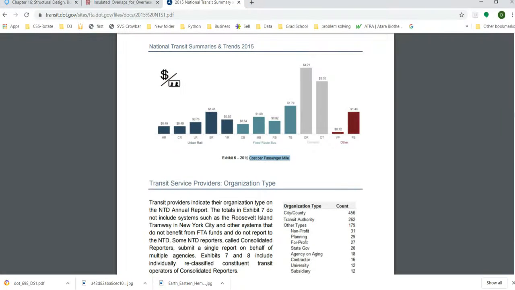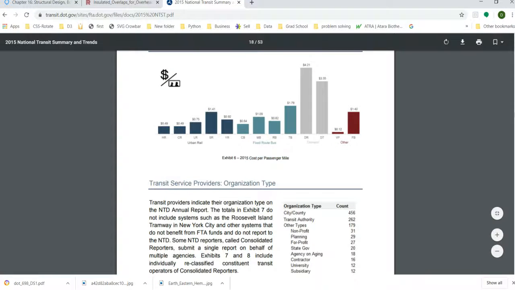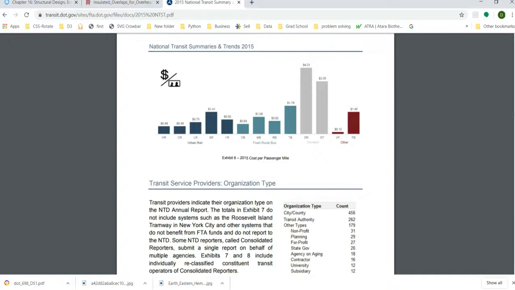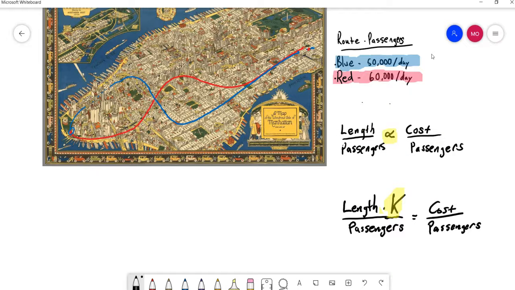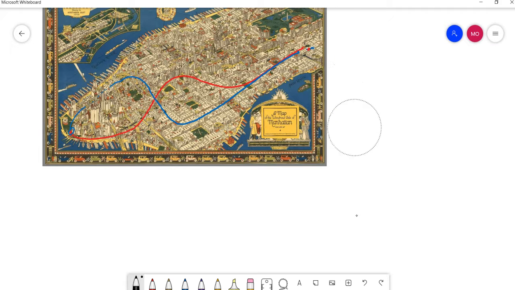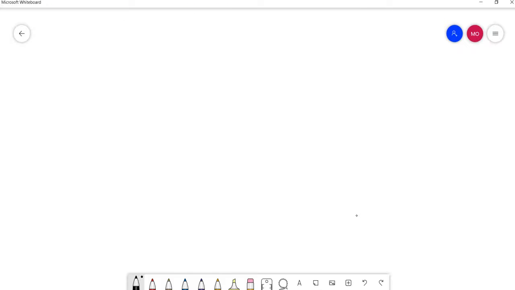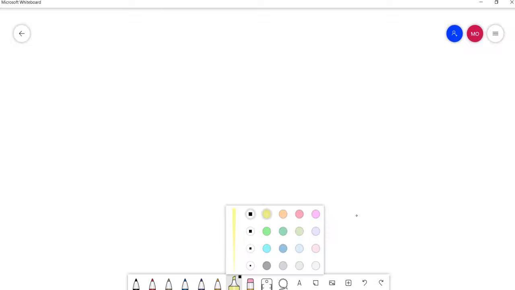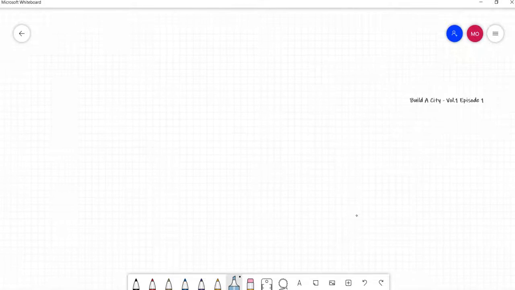To show you that this is the big problem in the transit world, you can see that cost per passenger mile is a big metric. For light rail, it's 75 cents per mile. So we see that this is a real problem that people face every day. In order to solve this problem, once again, we'll have to consider the length of the route, which would be the determining factor to how much the entire route costs for the red line and for the blue line. So how do we do this?